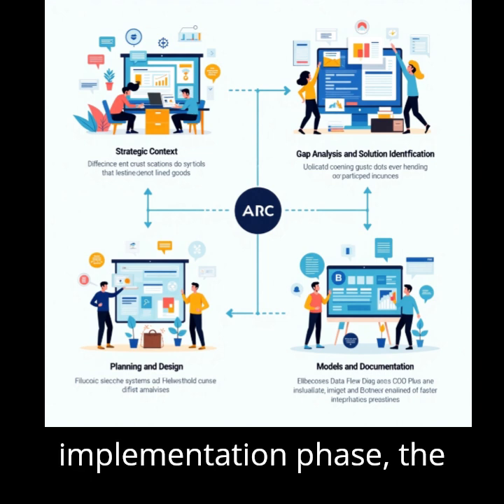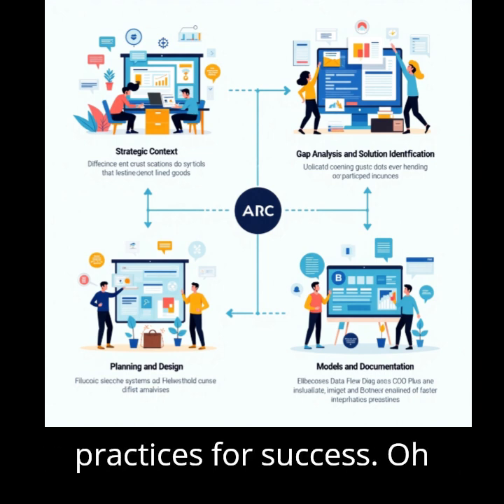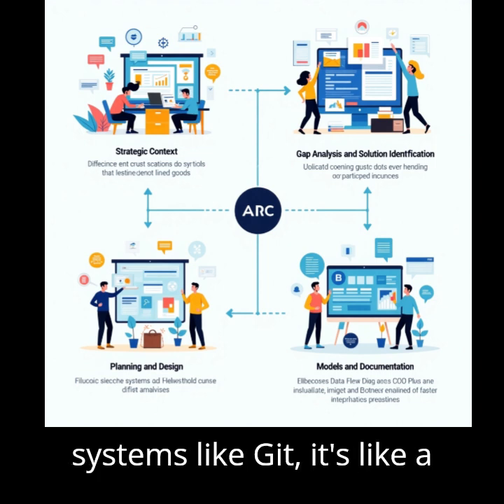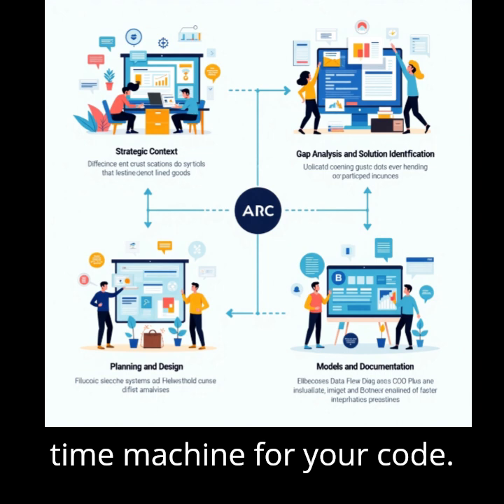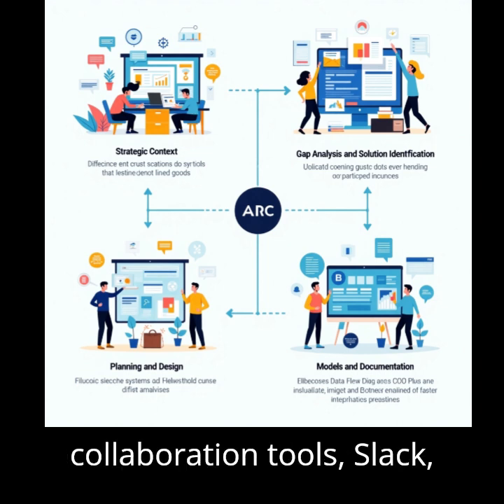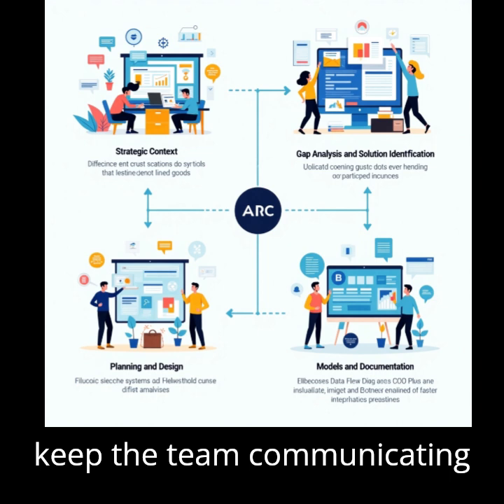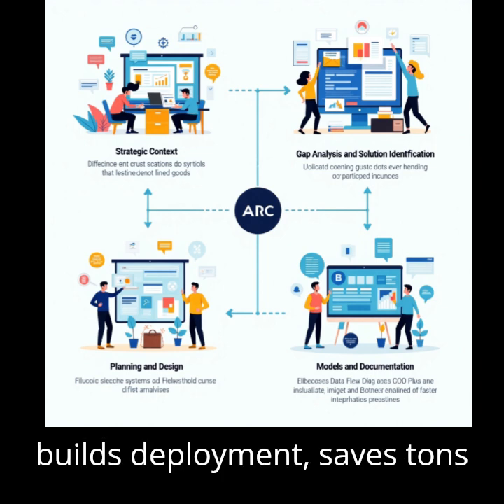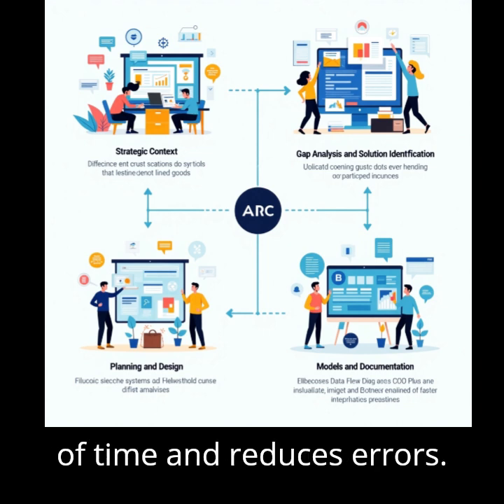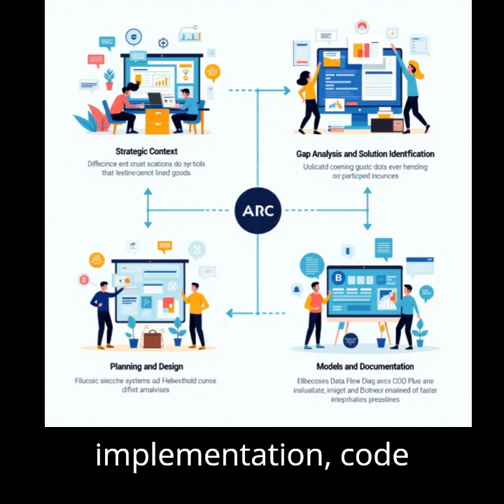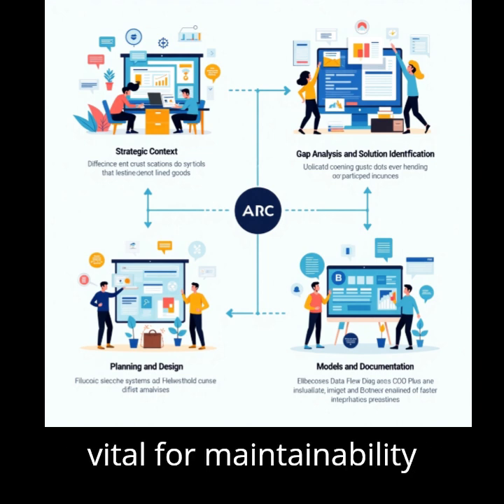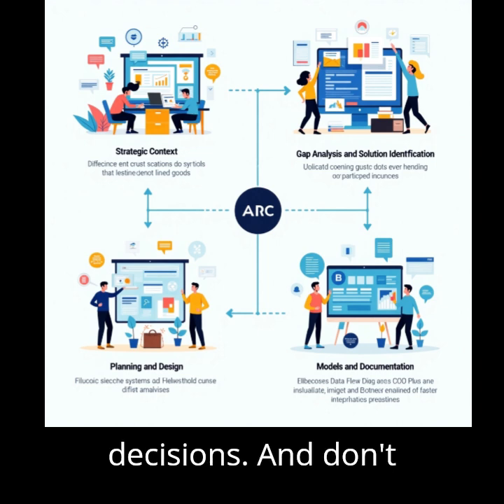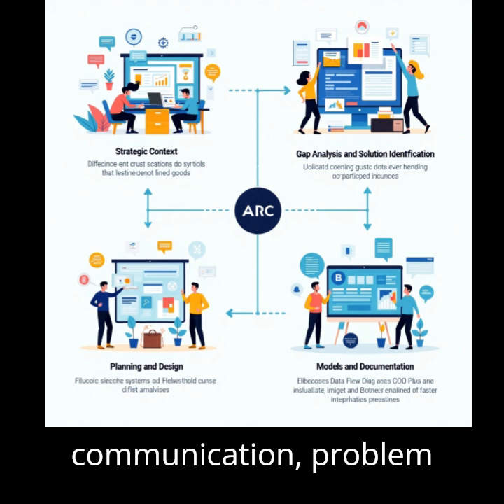During that core implementation phase, the sources mention some key practices for success. Oh yeah, absolutely. Things like using version control systems like Git, it's like a time machine for your code, indispensable. Using collaboration tools, Slack, Jira, things like that to keep the team communicating and organized. Automation is huge. Automated testing, builds, deployment saves tons of time and reduces errors. Good documentation during implementation, code comments, design notes is vital for maintainability later. Understanding the business context helps developers make better decisions. And don't underestimate soft skills, communication, problem solving, teamwork.